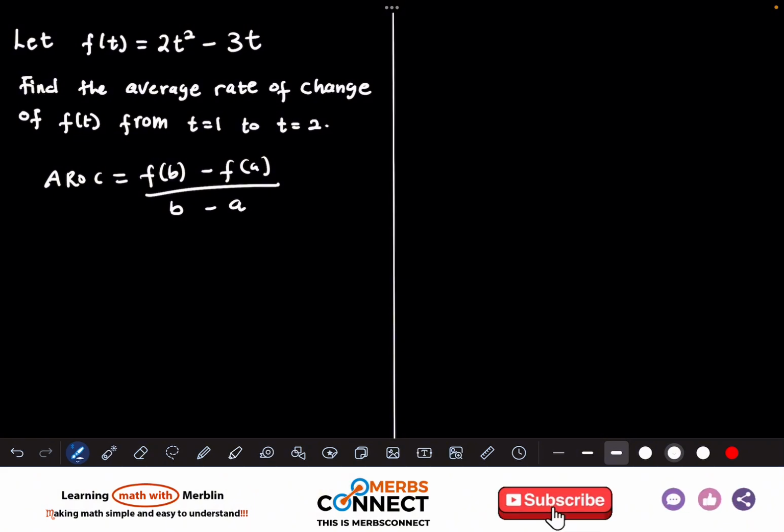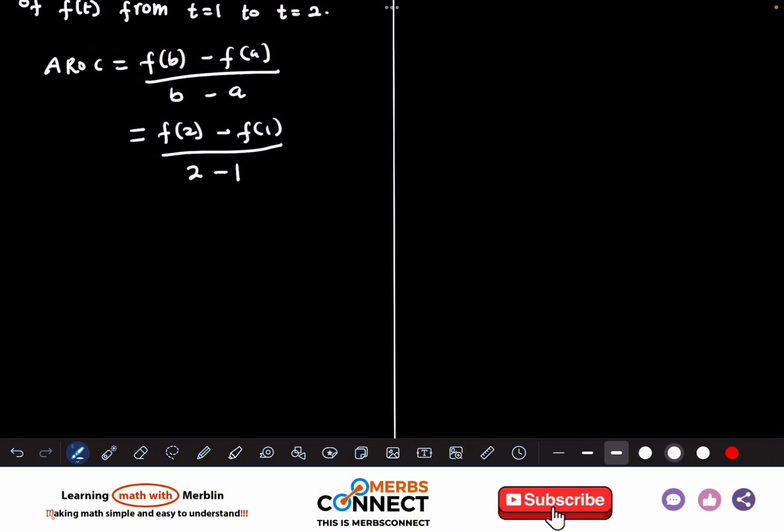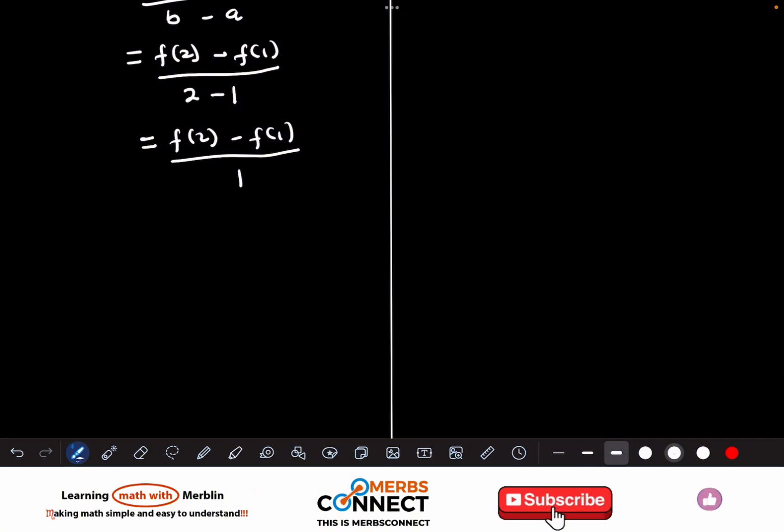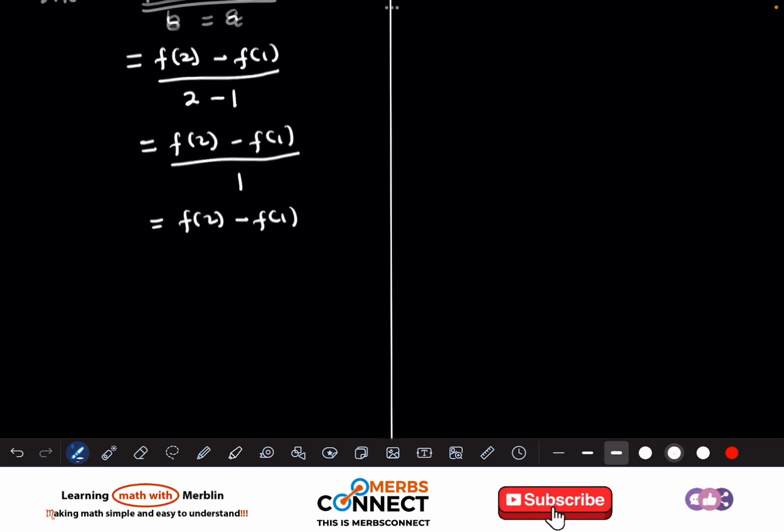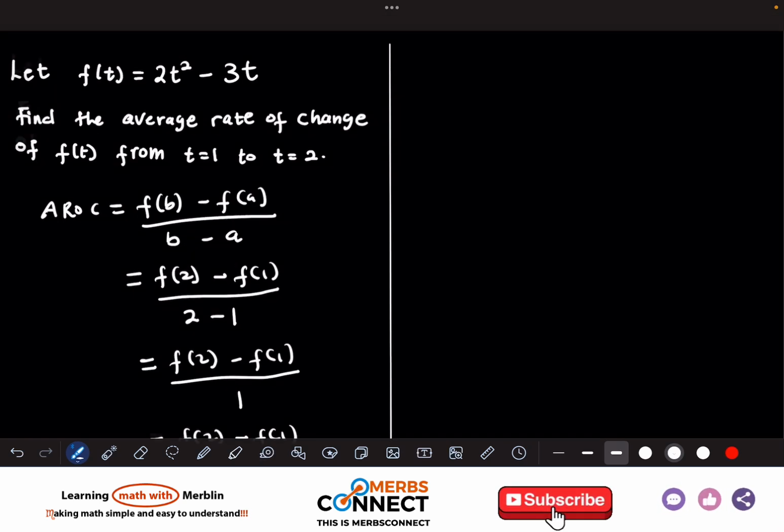So we are going to have f of 2 minus f of 1 divided by 2 minus 1. Good. So let's simplify, and we are going to have f of 2 minus f of 1 divided by 1, and this is going to give us f of 2 minus f of 1. Right. So now we need f of 2 and we need f of 1, right? So this is what we are going to do.